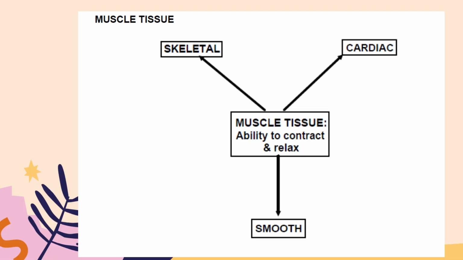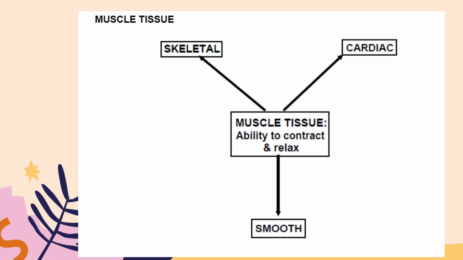Then you have muscle tissue. Muscle tissue helps to bring about movement in the body because when a muscle contracts, it shortens and it pulls on where it's joined to. There are three types of muscles. You have your skeletal muscle, also known as your voluntary muscles. Then you have your smooth muscles, known as your involuntary muscles. Then you have your heart muscle, known as your cardiac muscle.